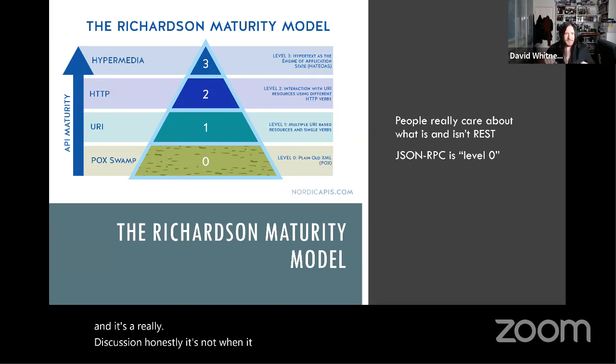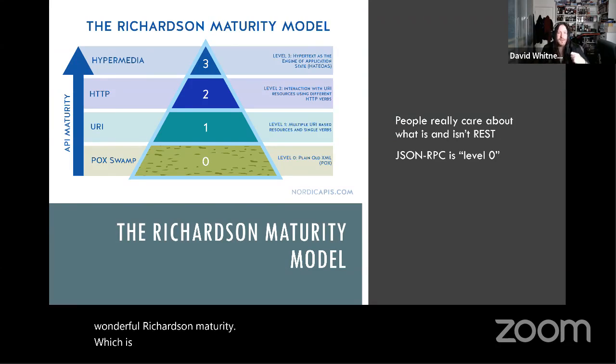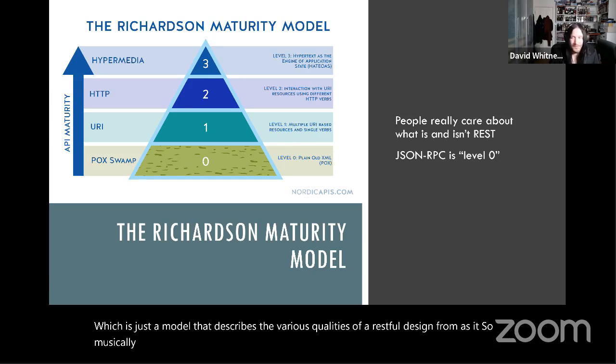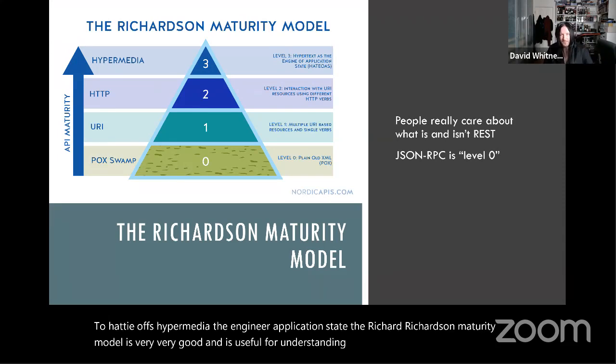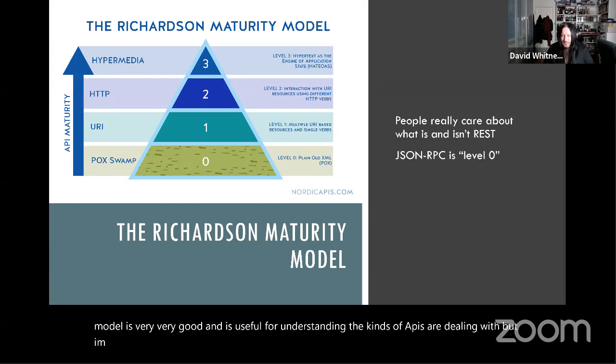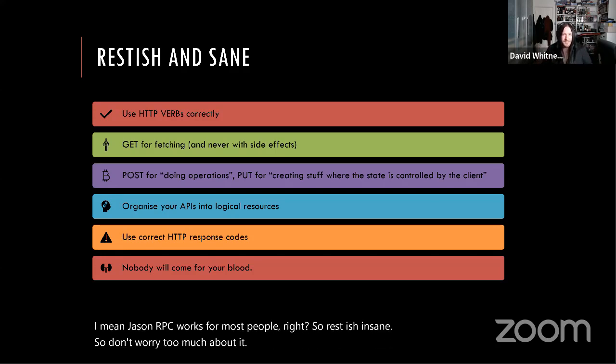And JSON RPC is basically level 0 on this wonderful Richardson maturity model. Which is just a model that describes the various qualities of a RESTful design, from, as it's so musically put, Pox swamp to HATEOAS, hypermedia as the engine of application state. The Richardson maturity model is very, very good, and it's useful for understanding the kinds of APIs you're dealing with, but in practice, I mean, JSON RPC works for most people, right? So REST-ish and sane. So don't worry too much about it, because you can build REST-ish, sane, decent JSON RPC by doing a few things, right?